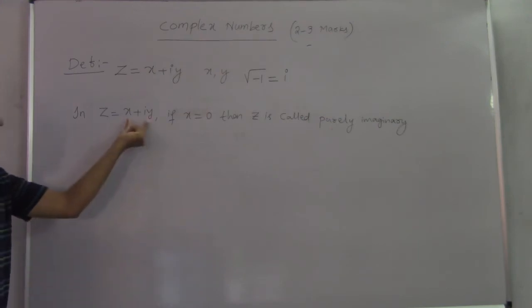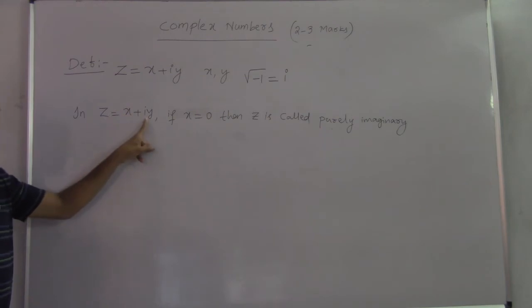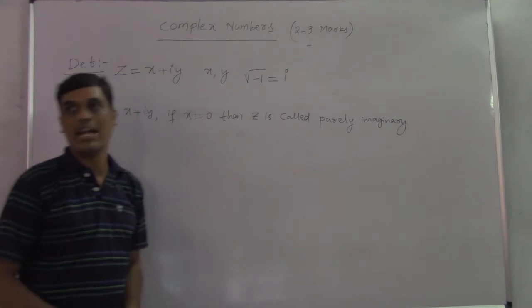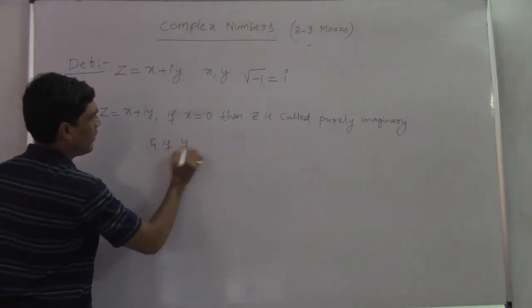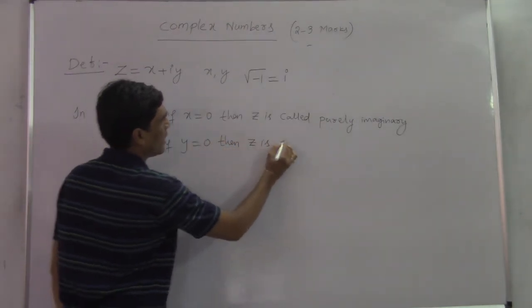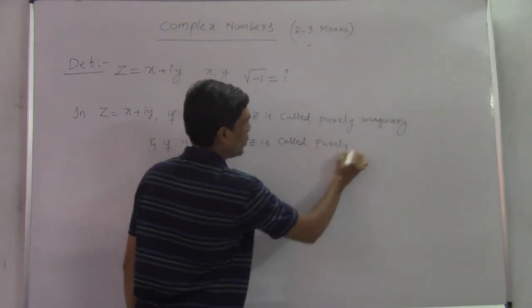That means this is complex number form now. In that one, if you take x as 0, you are left with iy. That means i is always imaginary. And if y is equal to 0, then z is called purely real number or purely real.